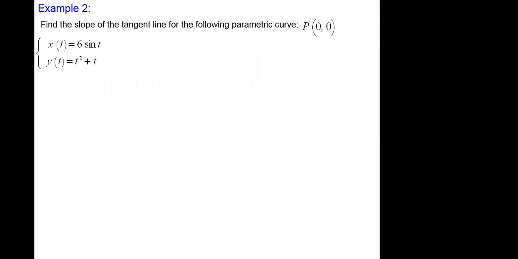But okay, before the horizontal and vertical, let's try to answer just the question which is related to tangent line, but I don't know if it's vertical or horizontal. That means a typical question, asking for the derivative, but through the tangent line. Find the slope of the tangent line for the following parametric curve, and we recognize x is 6 sine t, y is t squared plus t at the point (0, 0). Because you probably notice we do have one extra thing to do.